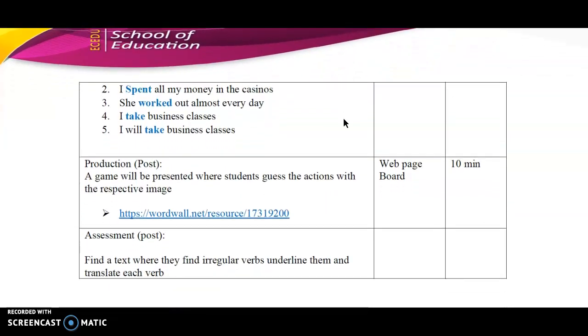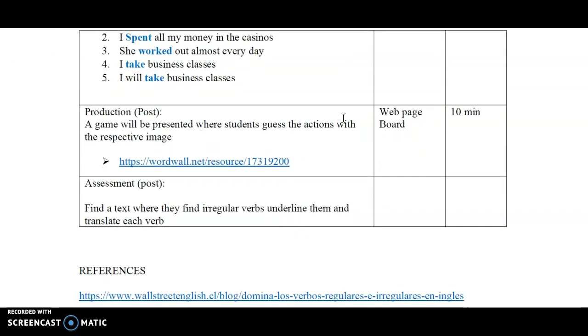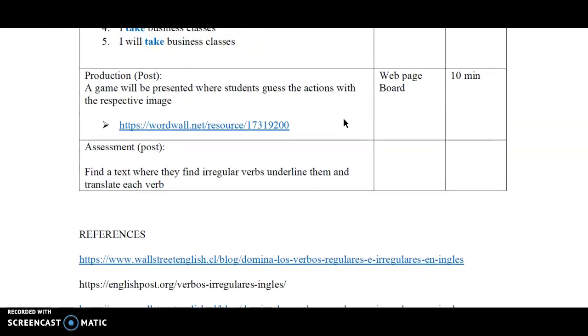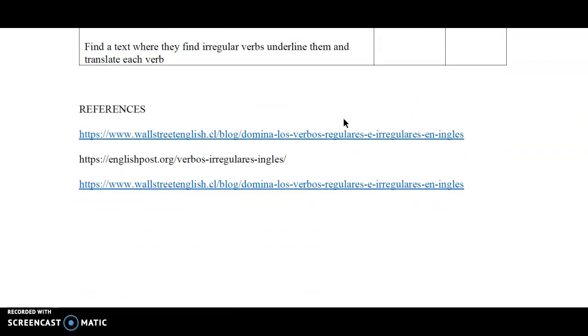Production: again, a web page will be presented where students guess the action with the respective images. Boards. 10 minutes. Assessment: find a text where they find irregular verbs, underline them, and translate each verb. Reference. Thank you so much, tutoring companions.